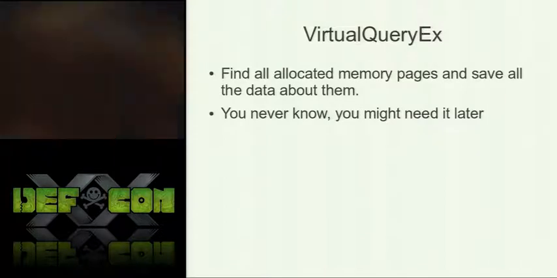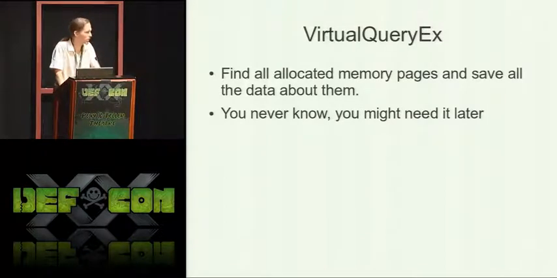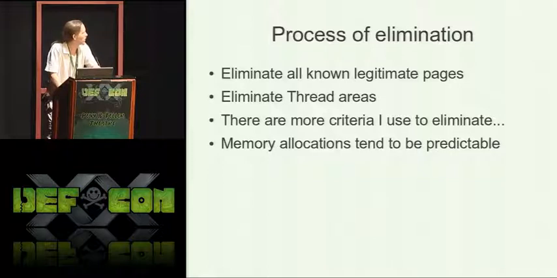You've also got, so the thing that you need to do this is just VirtualQuery, that you can find out a bunch of data about just about any memory area, just about any process. You can just save all that. You might need it later. Process of elimination: you're looking to find all your legitimate pages and then eliminate everything that's legitimate and then pick through from there.